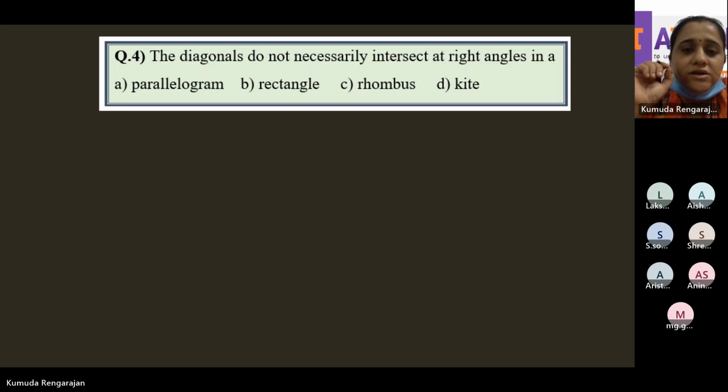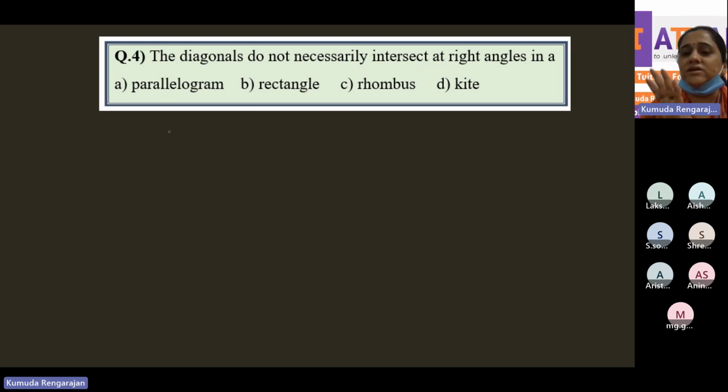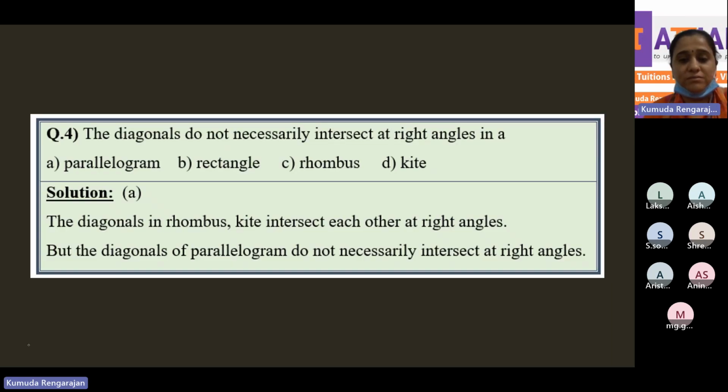The diagonals do not necessarily intersect at right angles in a rectangle, rhombus, kite, parallelogram. Now, in a parallelogram, the diagonals do not intersect at right angles. In a rectangle, they do not intersect at right angles. In a kite and in a rhombus, they do intersect at right angles. So there are two options here.